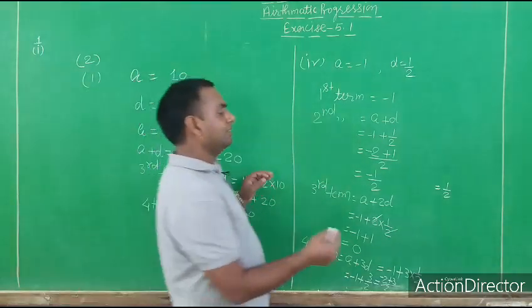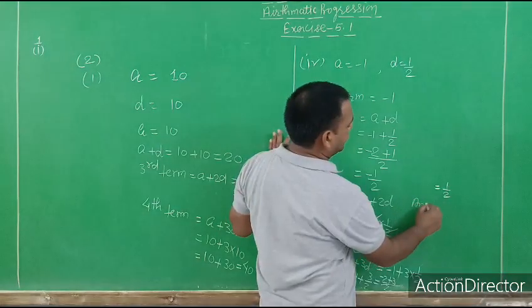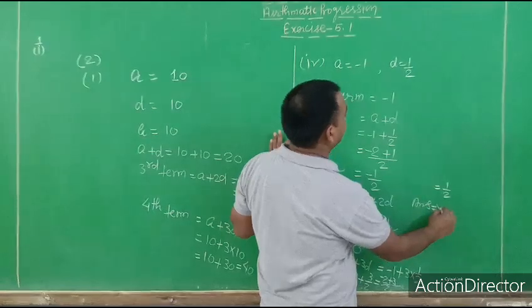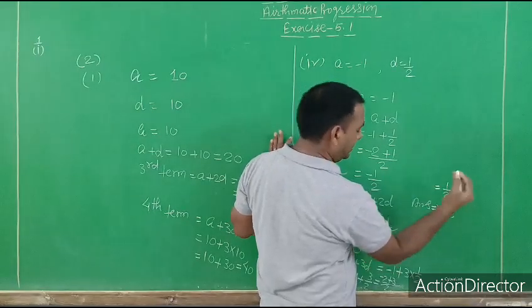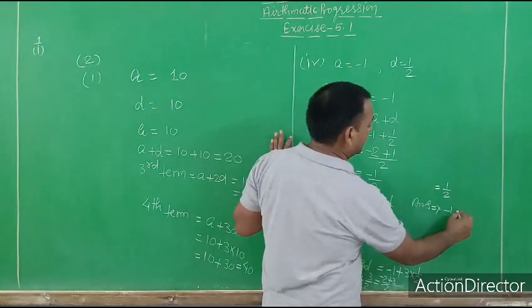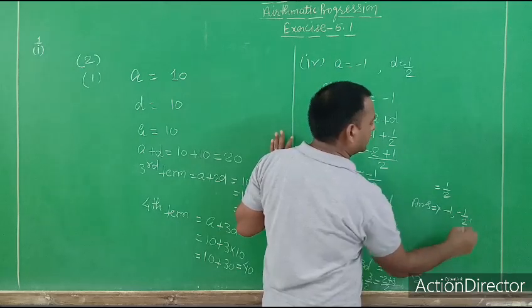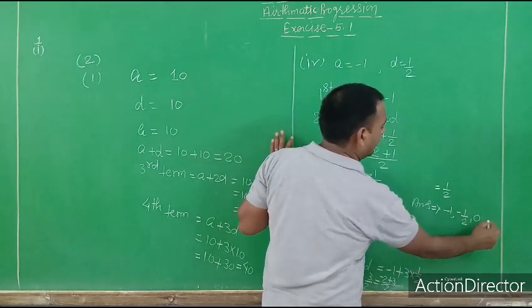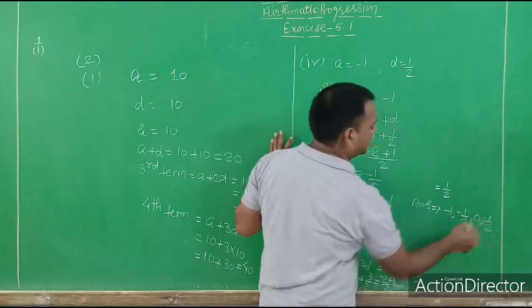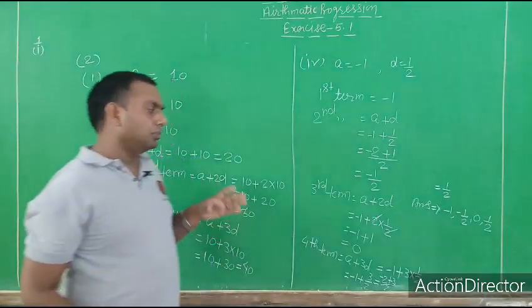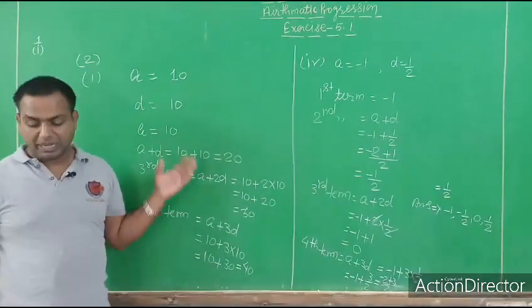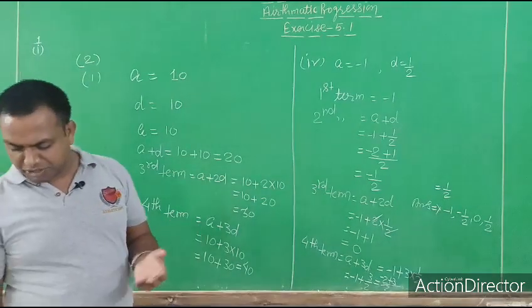Here you write down the answer like this: the first term is -1, second term is -1/2, third term is 0, and fourth term is 1/2. So these four terms you solve like this. Another question is like that.